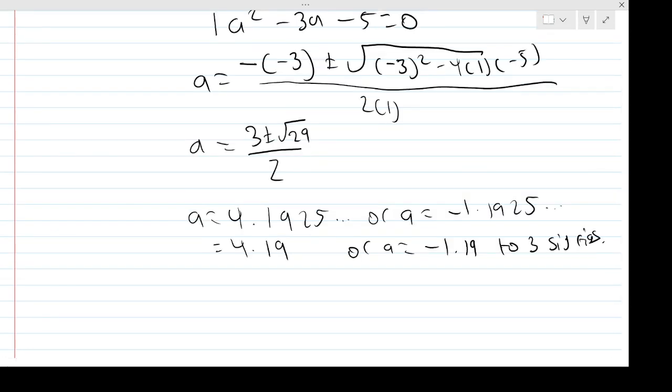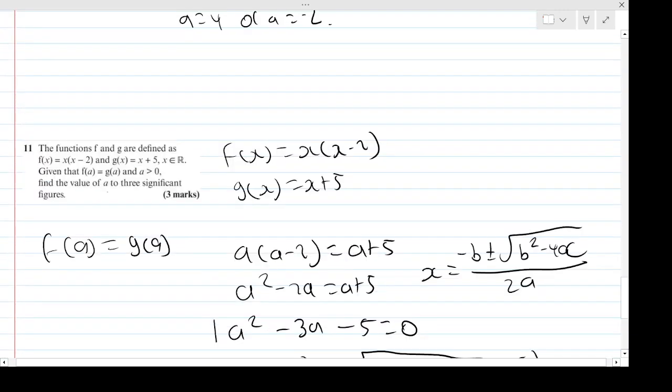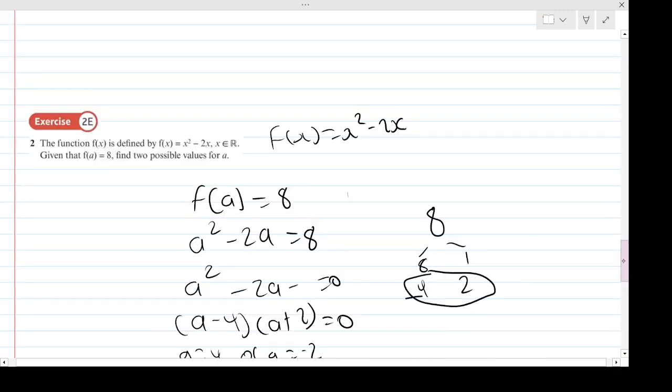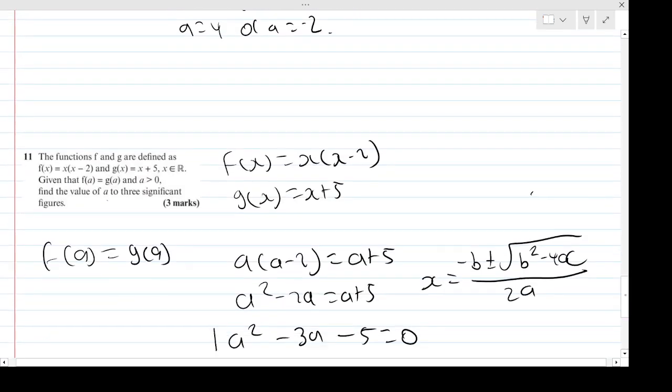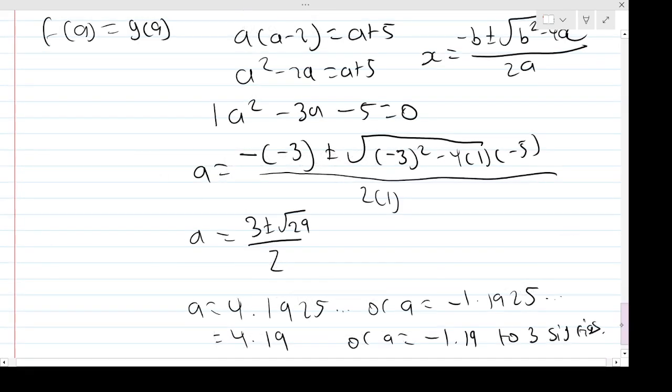Okay, but then if we look at the question again, it said to find the value, so it's saying we need one particular value, but we've got two here. But it told us this as well: a is greater than 0, so a has to be positive. But here I have a negative, and a positive, so we want a to be greater than 0. So the only solution here is a is 4.19. So not this one, because that's a negative. So actually, that's the only singular value in this case when a is greater than 0. Cool, there we are.